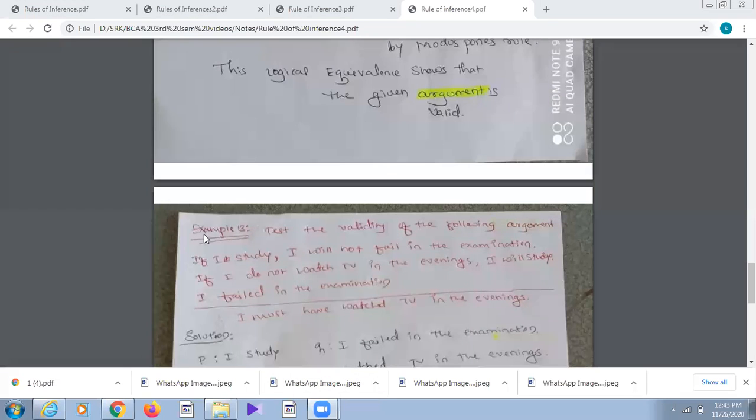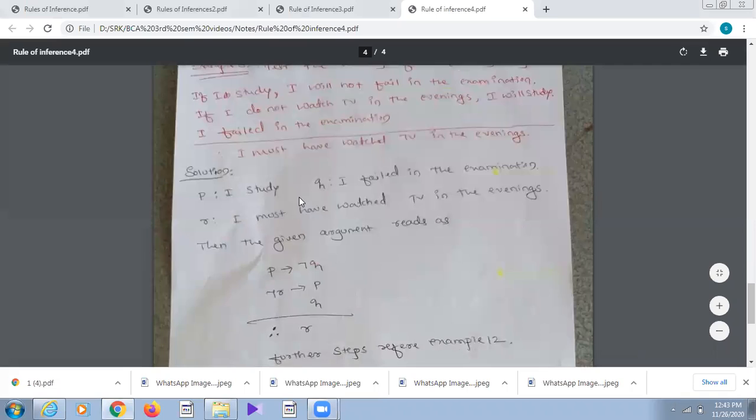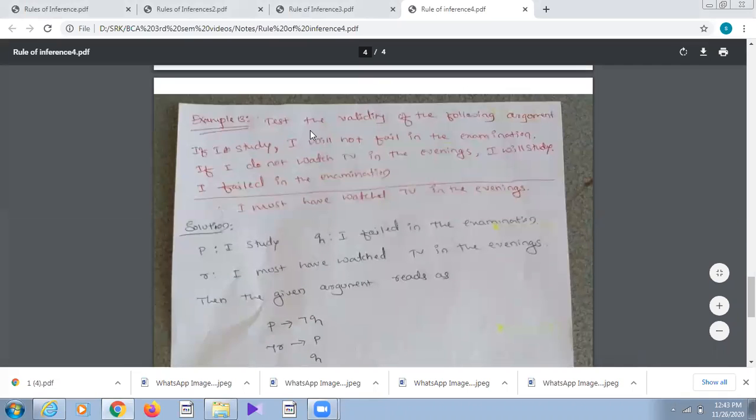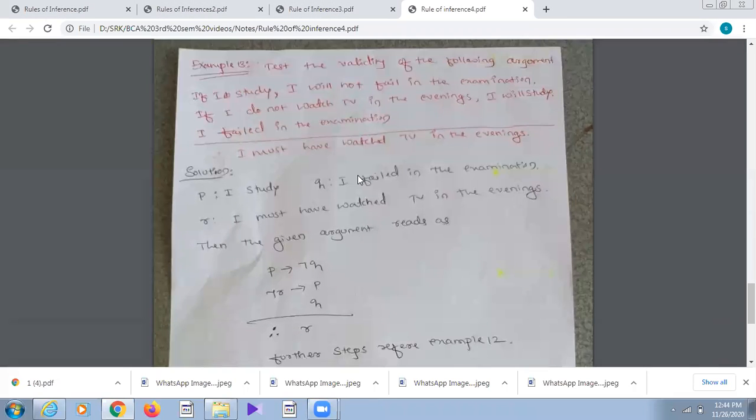See here, so next problem, that is example 13. Test the validity of the following argument. They are given sentences, then you have to form the tabular form. First you have to identify the primary statements, then you have to form the symbolic form. Okay, see here, if I study first premises, wait a second.